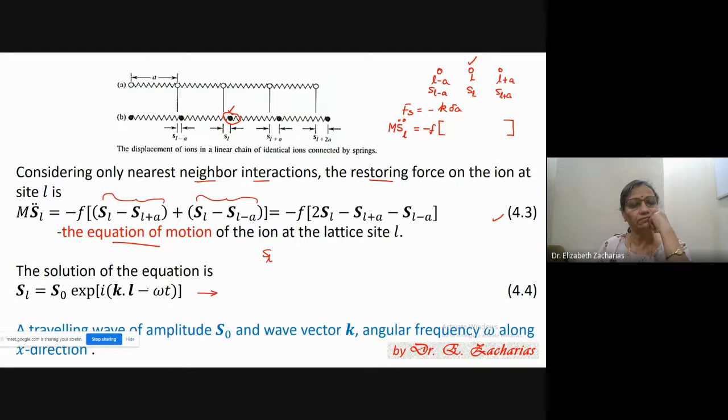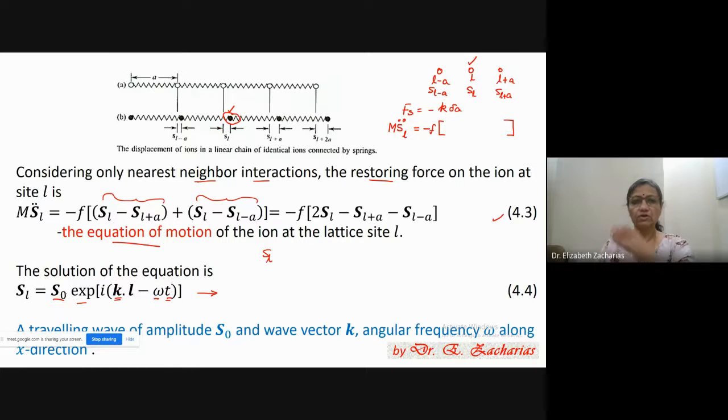Anyone? There's an exponential i(k·l − ωt). Does this remind you of something? This is the equation of a wave. Okay, wave, which can move in a direction, and S naught is the amplitude. t is the time, omega is the angular frequency, k is the wave vector, which is 2π/λ, and S naught is the amplitude.